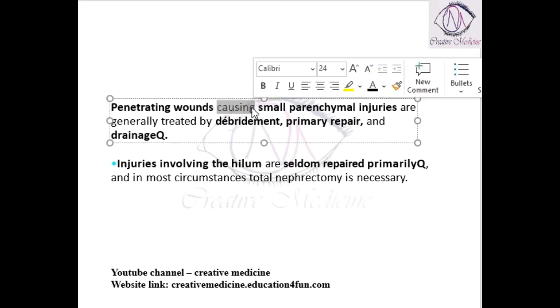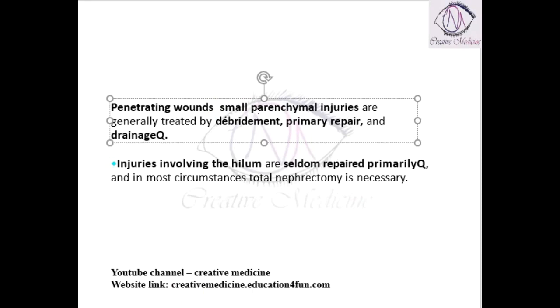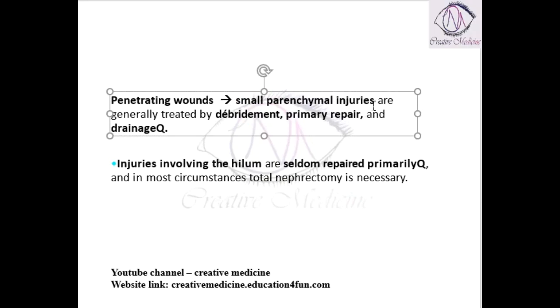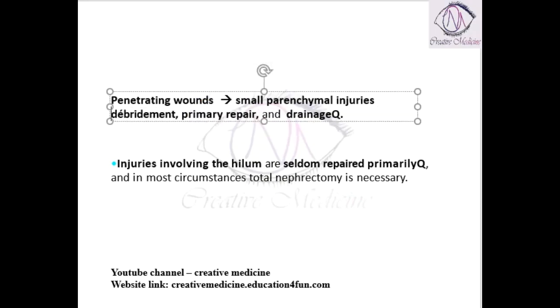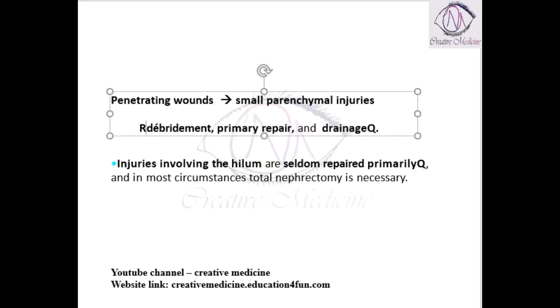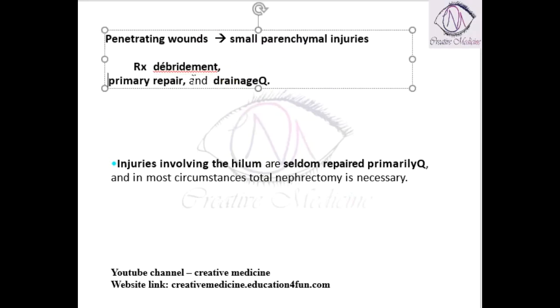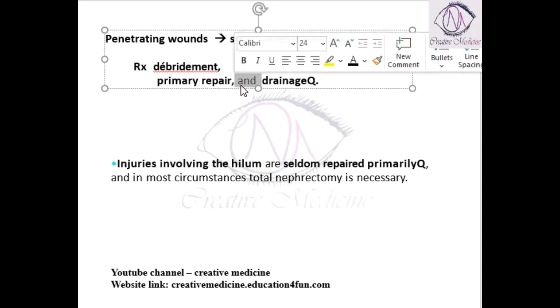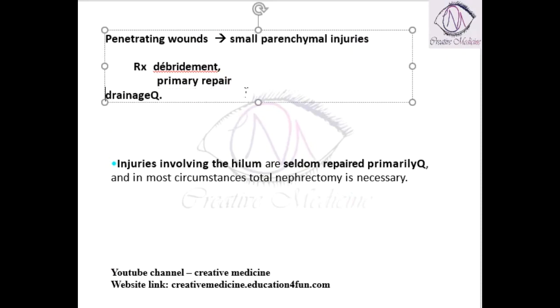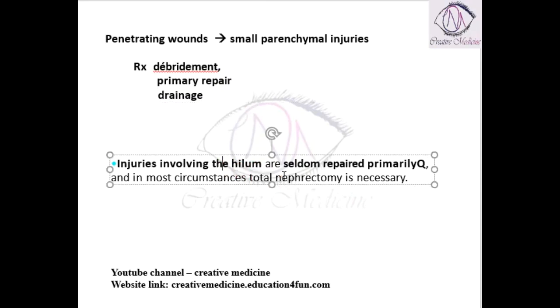Penetrating injuries can cause two types: very severe injuries, or small parenchymal injuries. If penetrating injuries cause just small parenchymal injuries, they are treated by debridement of the wound, and if there are smaller lacerations or cuts, you can do primary repair and drainage if necessary. So with debridement, primary repair and drainage can be done for penetrating injuries.